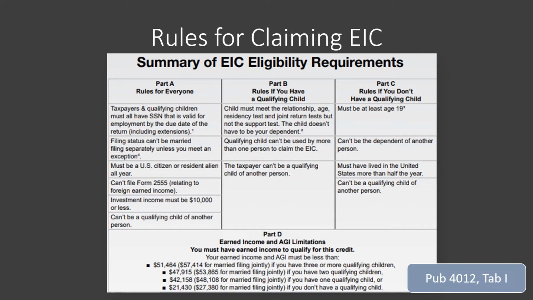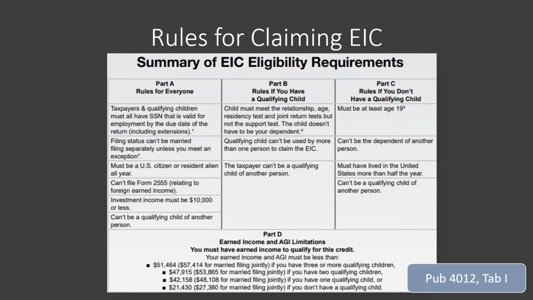So moving on now to our specific requirements for our taxpayers who are using a qualifying child to calculate this credit. So this child that they're using for the credit must meet the relationship test, the age, residency test, and joint return tests, but they don't need to meet the support test. And the child does not have to be the taxpayer's dependent. We'll talk a little bit more about this in a coming slide. The qualifying child can't be used by more than one person to claim earned income credit. And the taxpayer cannot be a qualifying child of another person.